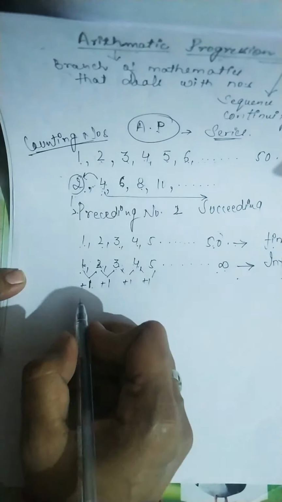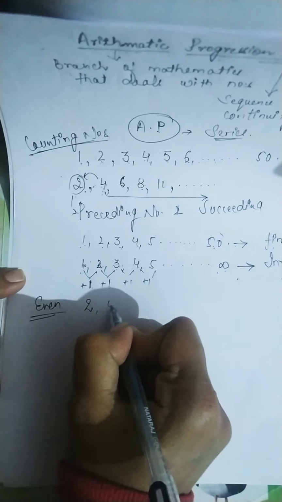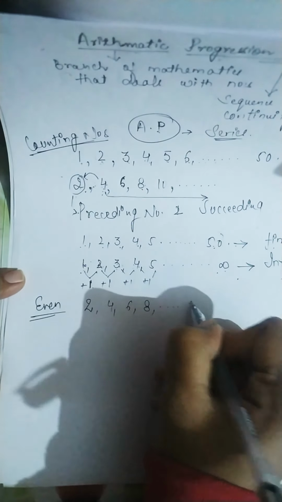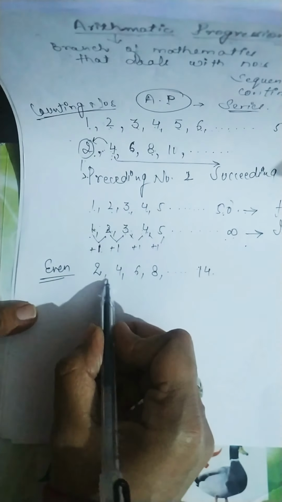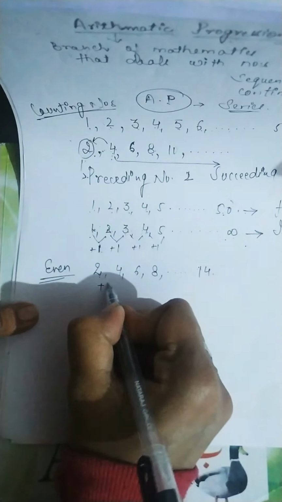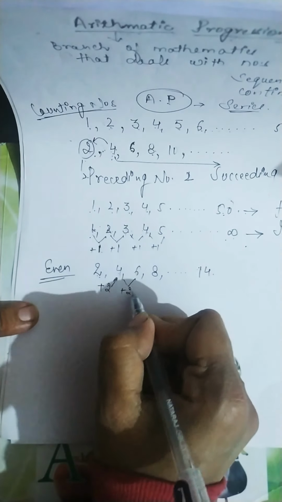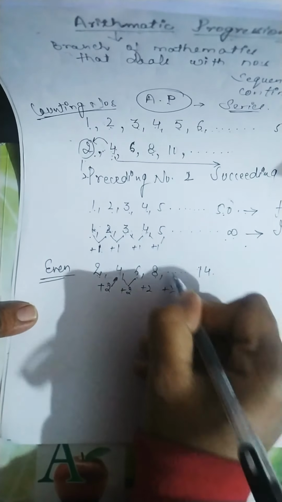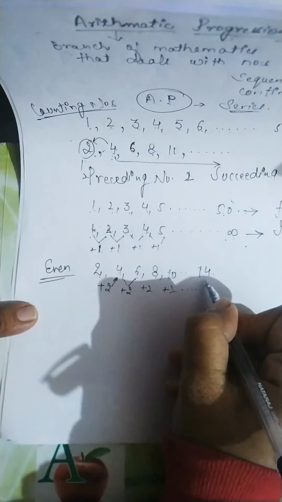Let us take another example of even numbers. Okay. 2, 4, 6, 8, and so on up to, let's say, 14. Here, this is 2. If I add 2 to this 2, I'll get 4. Now, if I add 2 to this 4, I'll get 6. Then 6 plus 2, 8. 8 plus 2, 10, and so on. 10 plus 2, 12. 12 plus 2, 14.